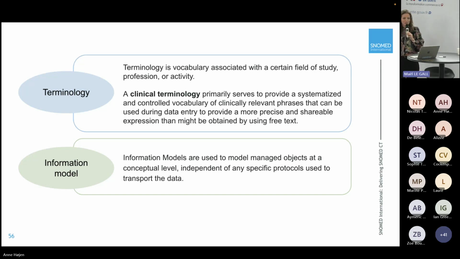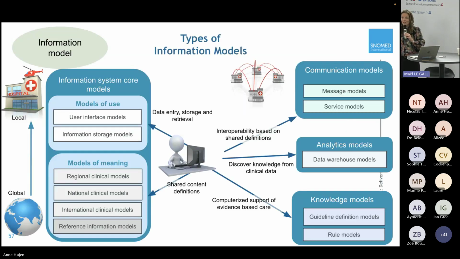And a term such as an information model, I bet if we are 30 people here, we have 30 different perceptions about what an information model is. And it's okay that we have that because an information model is not just one thing. Information model is a very broad term that is used to talk about many different things.